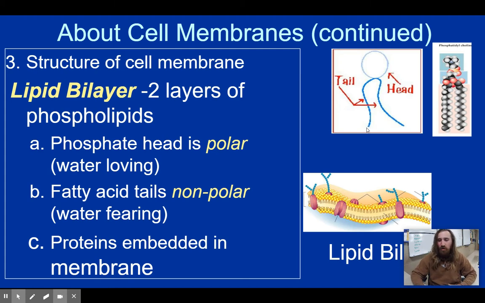Okay, guys, I know it's not the easiest thing to understand. I'm probably not doing the best at describing it. It's just one of those things you have to memorize. Okay, so understand that there's a head, there's a tail. One likes water, one does not like water. It's a phospholipid bilayer.